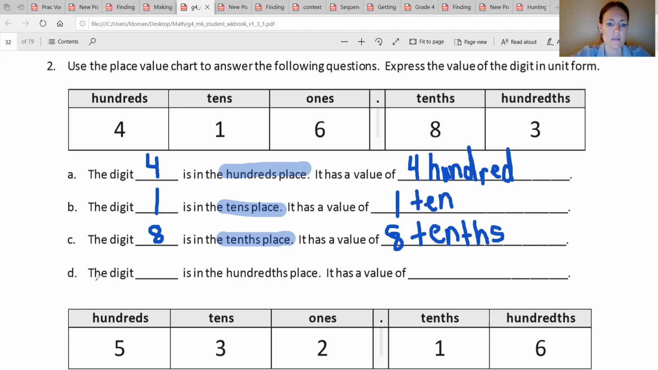Okay, and letter D, the digit blank is in the hundreds place. And that is a 3. As I see right here, this is hundredths. I'm going to go ahead and move that out of the way. You have a 3. I'm going to put my 3 in this box, and I'm going to follow the same procedure. 300ths.